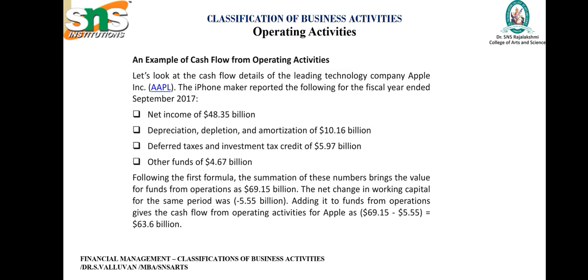Then depreciation, depletions, and amortizations altogether of $10.16 billion US dollars. Deferred taxes and investment tax credit of 5.97 billion US dollars. Other funds included 4.67 billion US dollars. By following the formula, the summation of these numbers brings the value for funds from the operations, that is 69.15 billion.